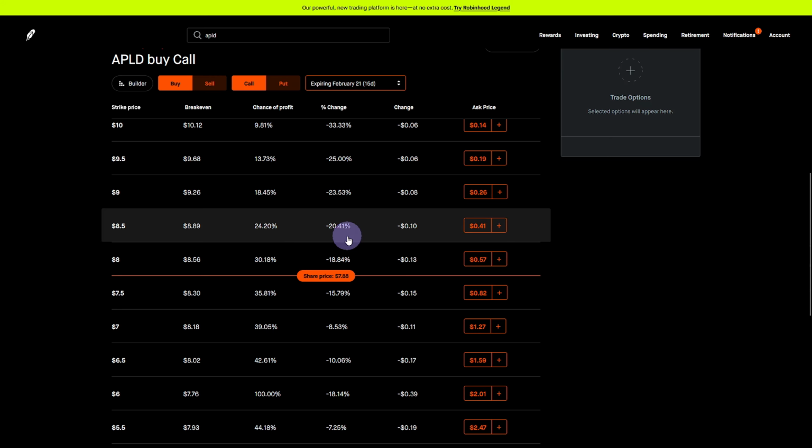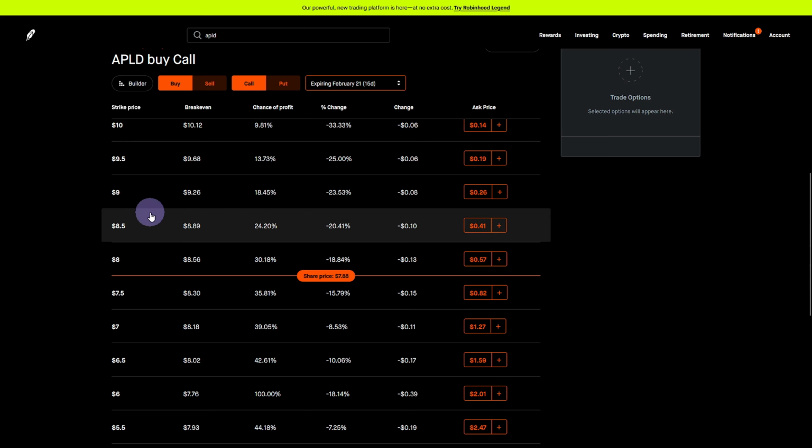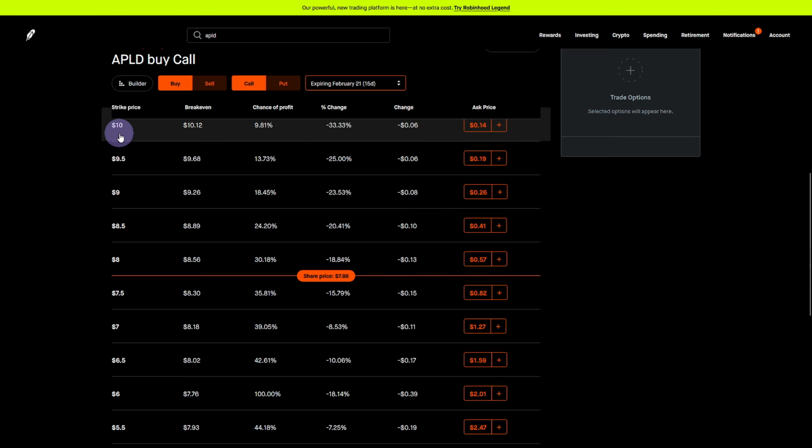If Applied Digital went up to, say, $10, your strike is 8 and the price of Applied Digital is 10. That means this contract has about $200 worth of value to it. You wouldn't have to exercise your position, buy and sell the shares. You could just sell this contract to someone else.